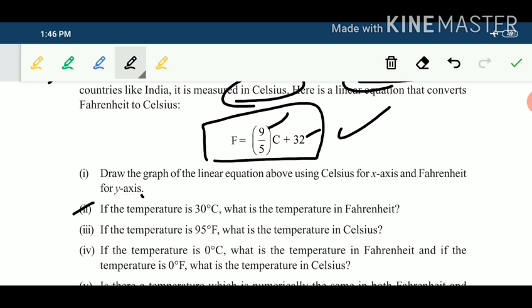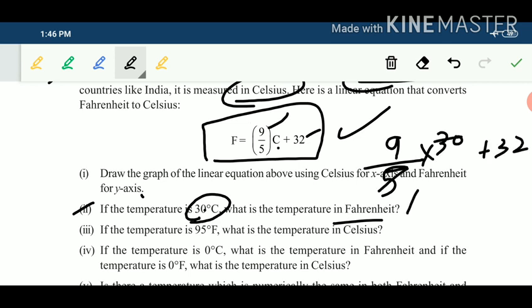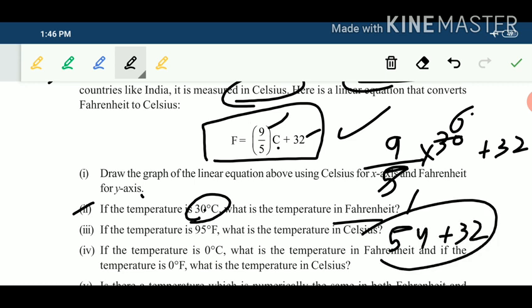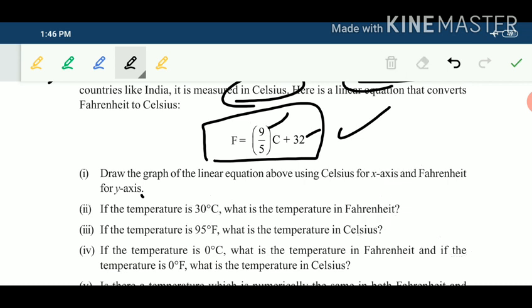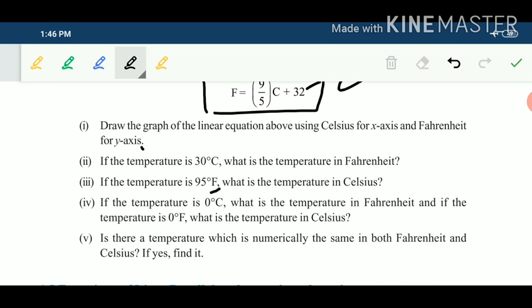Second part is if the temperature is 30 degrees Celsius, Celsius value is 30 degree, find the temperature in Fahrenheit. So put the value of Celsius is 30 degree and find the value of the Fahrenheit. 5 sixes are 30, 9 into 6, 54 plus 32, and find the value of the temperature in Fahrenheit. Similarly, third part is temperature given in Fahrenheit. F value is given and you have to find the value of the Celsius. Put the F value is 95 and find the value of C.